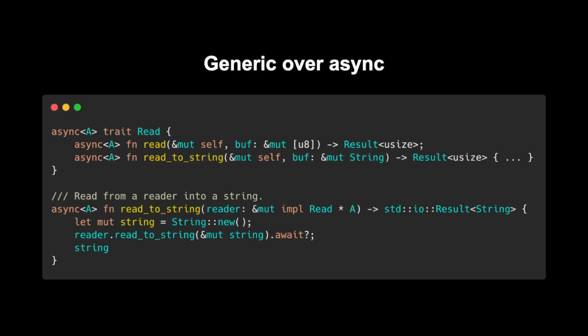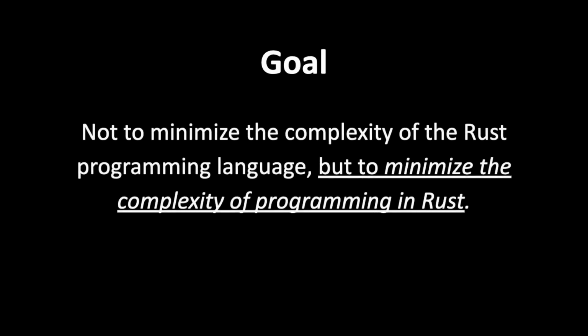Now you may be wondering, wouldn't this make the Rust programming language more complicated? The goal of this initiative is not to minimize the complexity of the Rust programming language, but rather to minimize the complexity of programming in Rust. Choosing between sync or async code is a fundamental choice which needs to be made. This complexity cannot be avoided and needs to exist somewhere. This initiative aims to help library authors support both sync and async versions of their library with the help of the compiler, and leave it up to the application authors to decide how they want to compile their code.